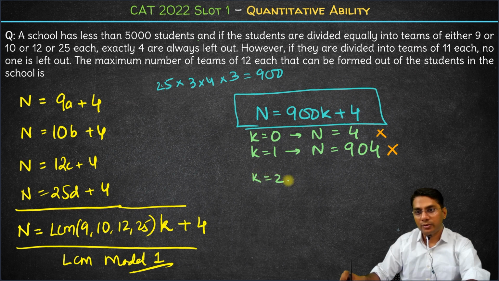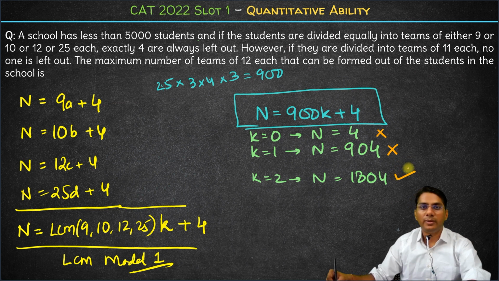Let's take k equals 2 now. So n comes out to be 900 into 2 is 1800 plus 4, 1804. Now if you divide 1804 by 11, this comes out to be divisible by 11. 8 plus 4 is 12, 1 plus 0 is 1, so 12 minus 1 is 11. 11 is divisible by 11. Okay. So is this the only possible value of n?